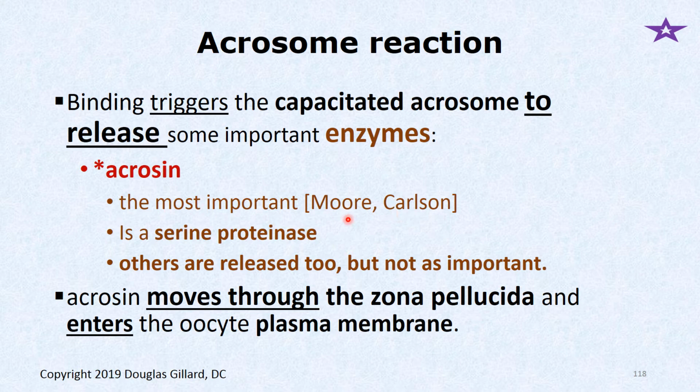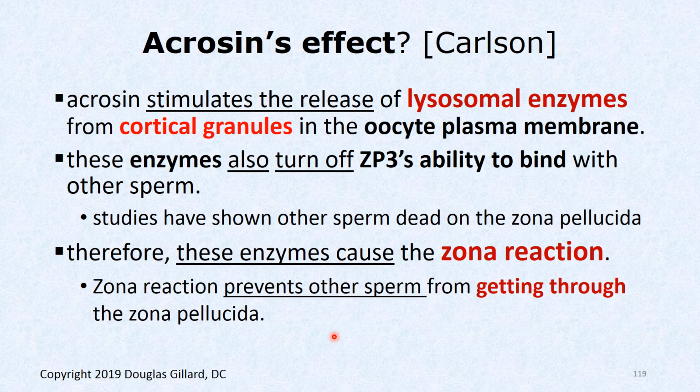So it's a serine protease, and acrosin moves through the zona pellucida and reaches the plasma membrane. So it kind of soaks out of the sperm, and we're trying to get through the zona pellucida. It goes right through that, and it hits the plasma membrane. And so what? What does it do? It stimulates the release of some lysosomal enzymes from these cortical granules.